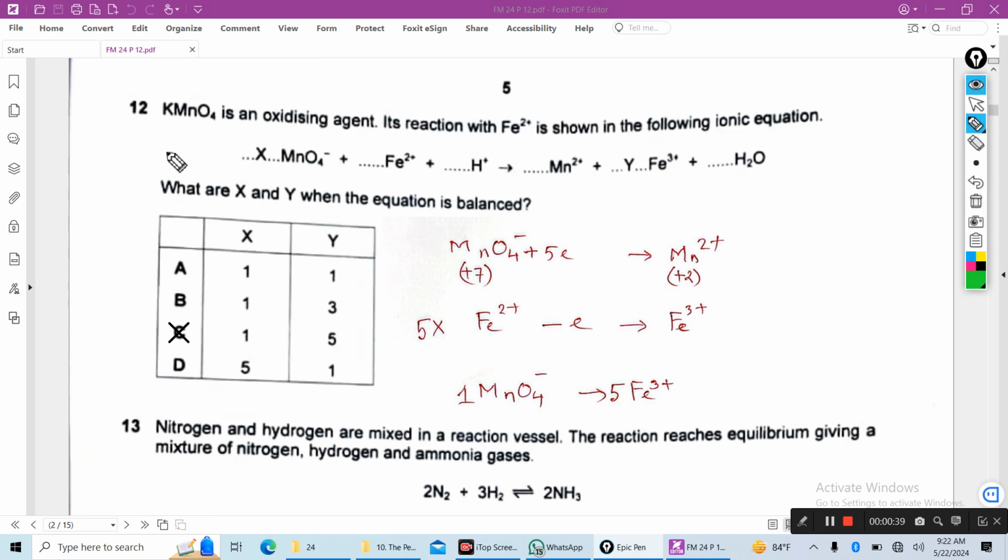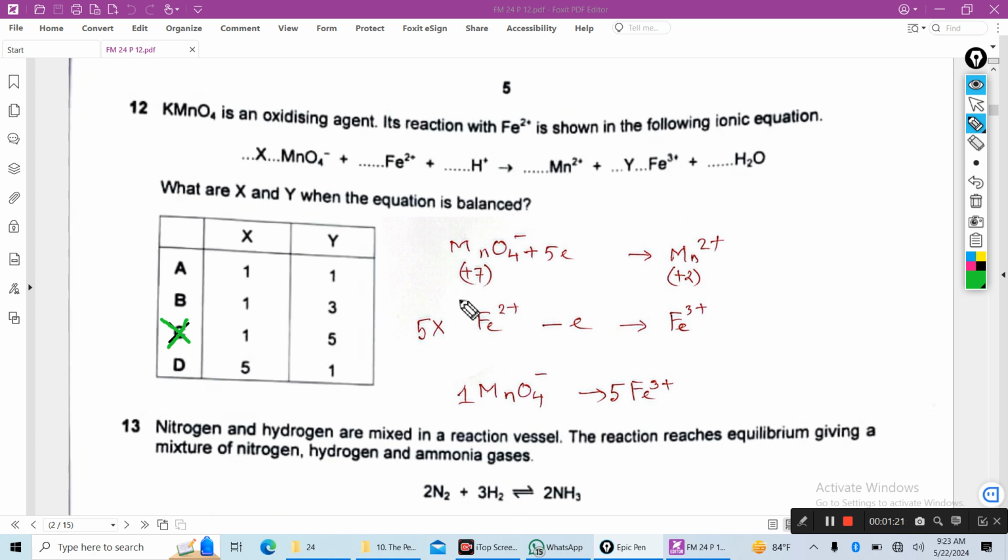Number 12, potassium permanganate is an oxidizing agent. Its reaction with iron(II) ion is shown in the following equation. Manganate ion reacts with iron(II) ion and hydrogen ion to produce manganese(II), iron(III) and water. You are asked what X and Y are when the equation is balanced. Here X means the number of moles of manganate ion and Y means the number of moles of iron(III) ion. So this answer will be C.